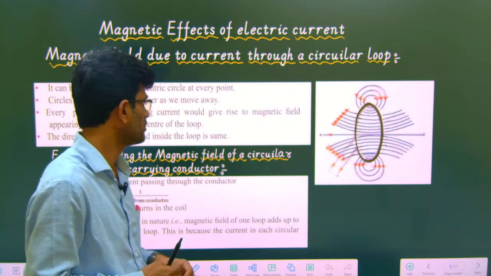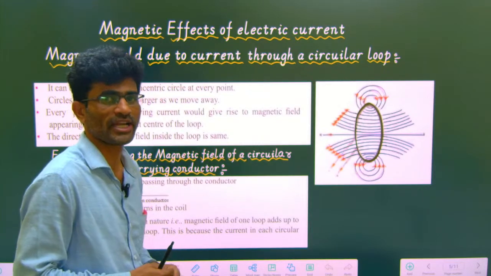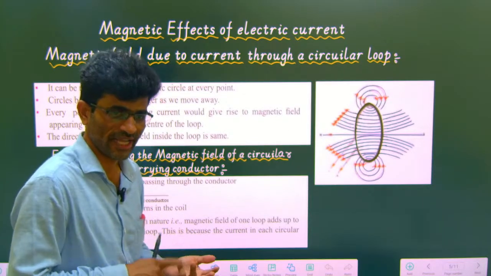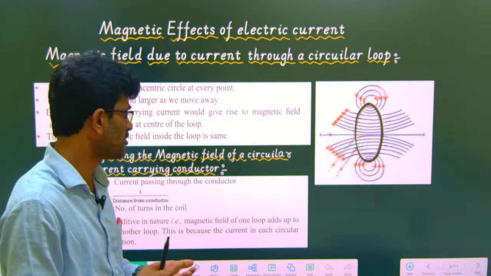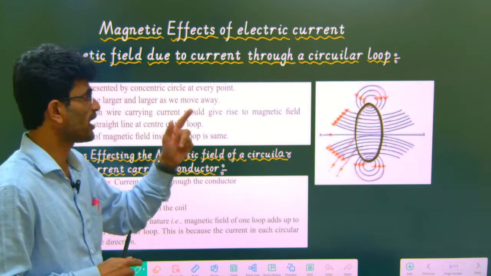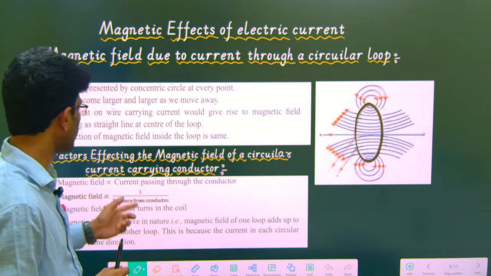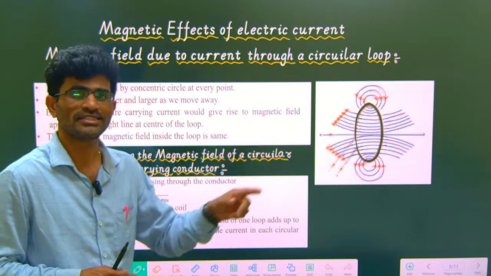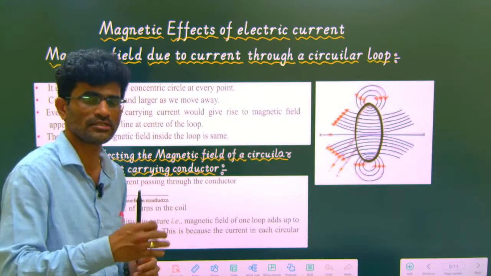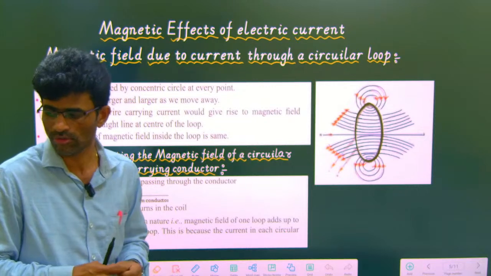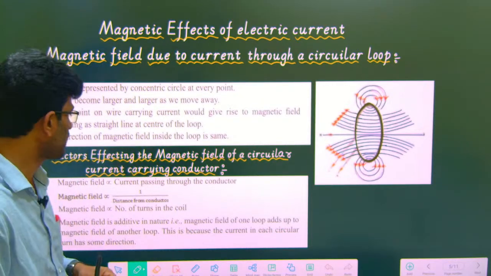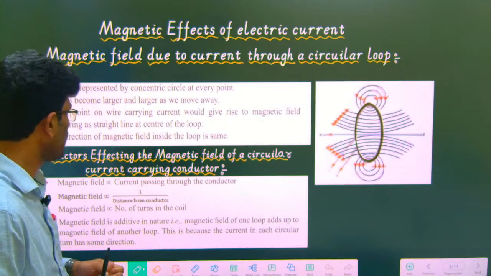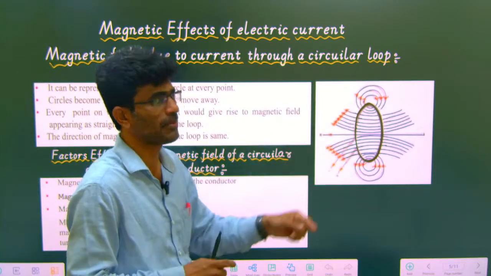Current carrying circular loop. Before also, magnetic field was depending on current, and it is also depending on distance from the conductor. Here also the same, it depends on current through the conductor, and one more, it also depends on distance from the conductor. When distance increases, magnetic field strength decreases. And it also depends on the number of turns here.